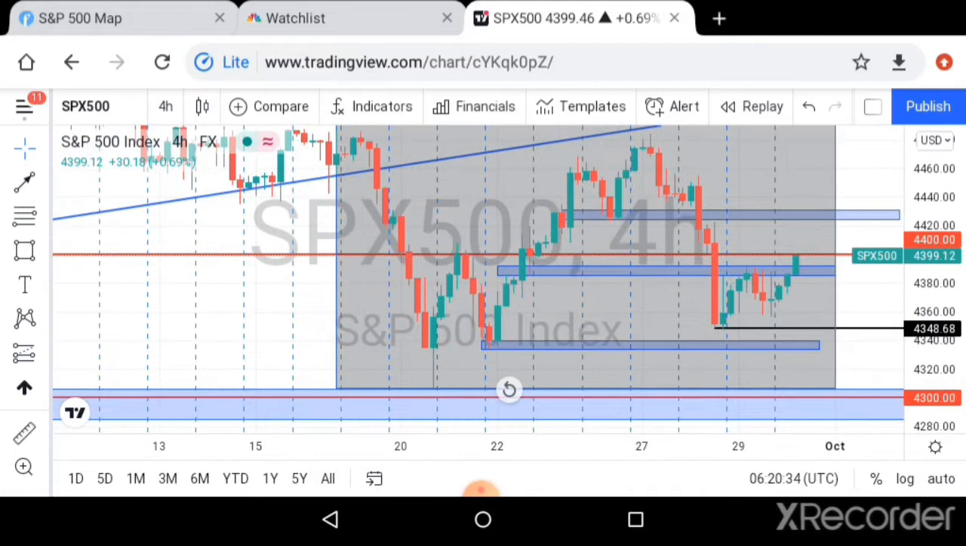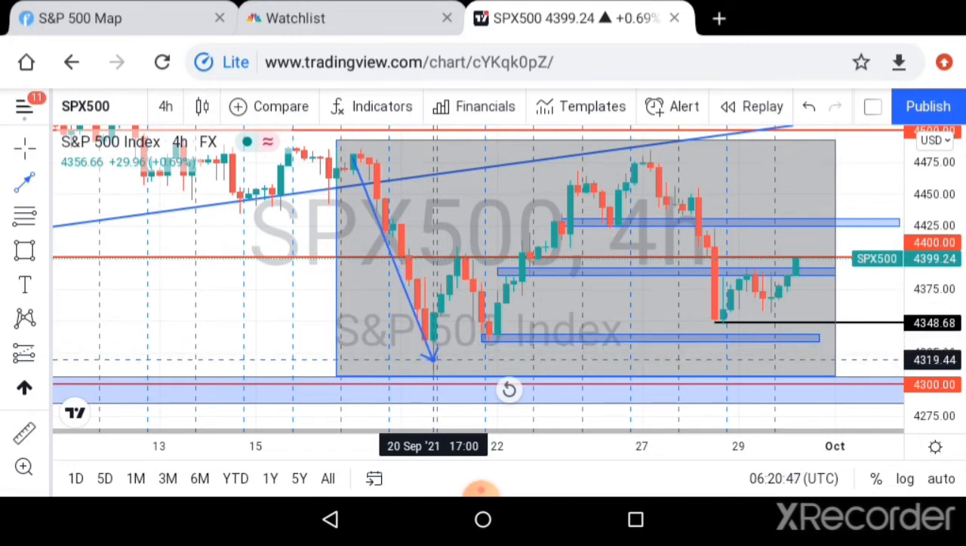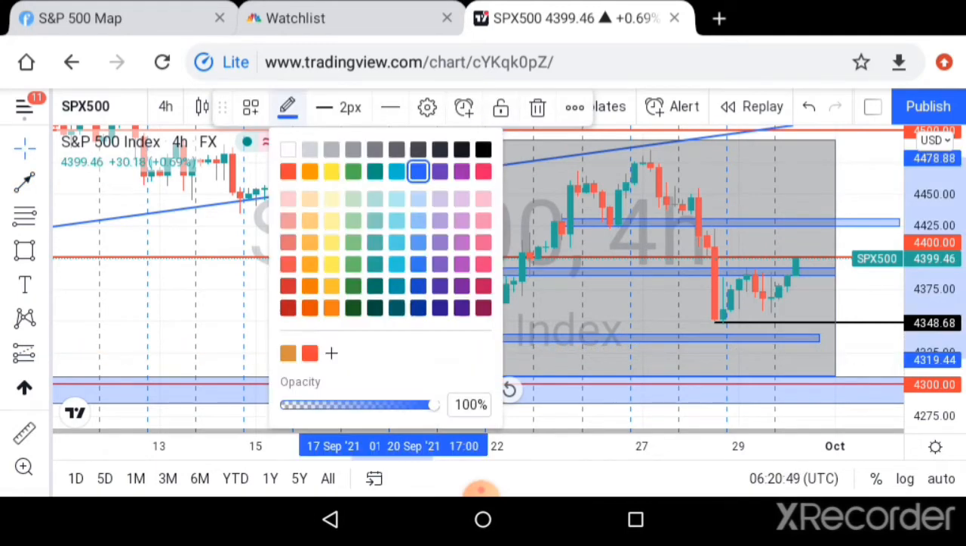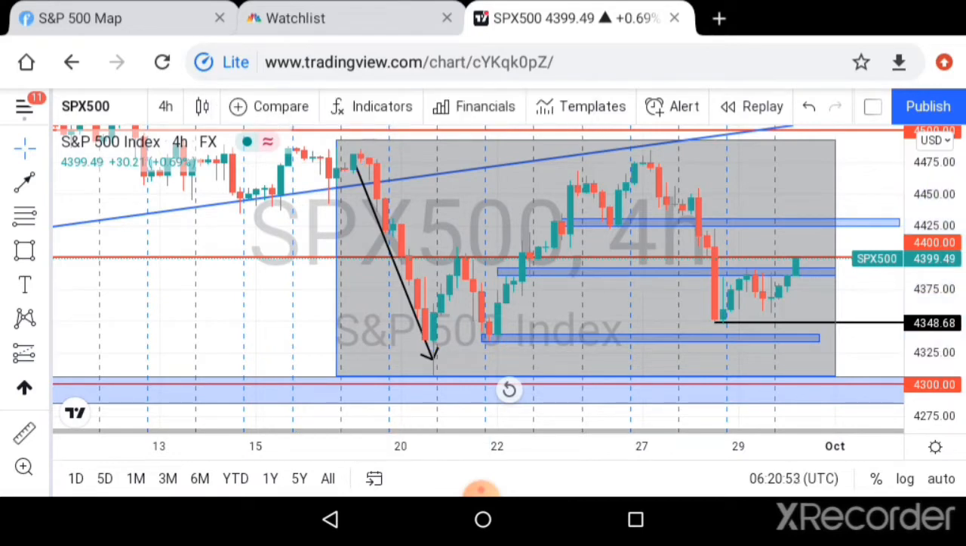So let's say we were looking at structure on a 1 hour time frame. If market is trending down, this will be a downtrend. Let me make this black as well so that it can be much more visible. So this is a downtrend, meaning we are only looking for selling opportunities in this case.